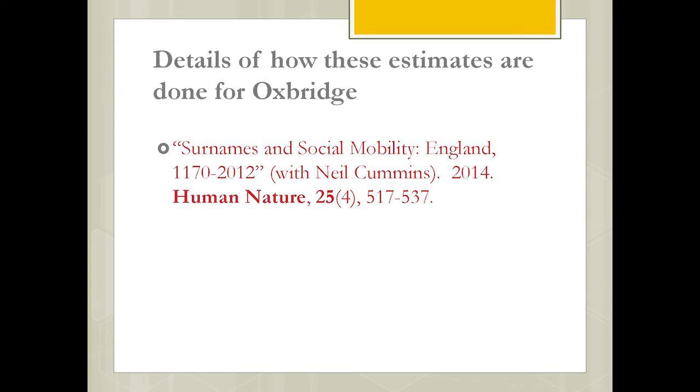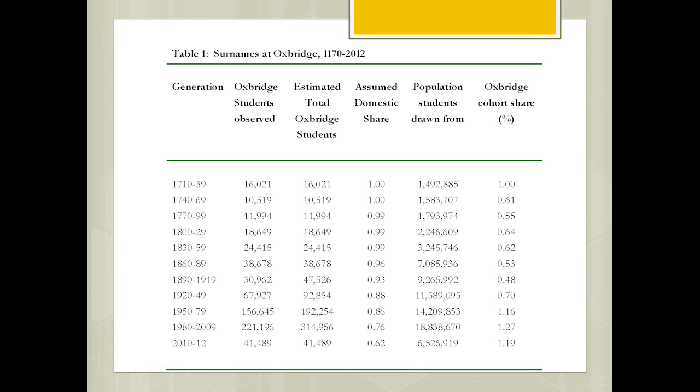And this is what the data looks like. This is a table that goes all the way back to 1170, but we just divide it up by generations: how many Oxford students are observed, what's the total stock of Oxford students, what share of them come from England, what's the population they're drawn from, and that tells us how elite Oxford and Cambridge are. And it varies over time, and it's typically about 1% of the population. And so that's the upper tail of the educational distribution.